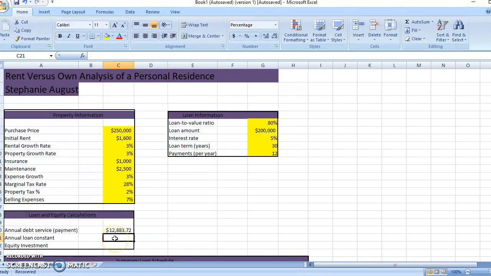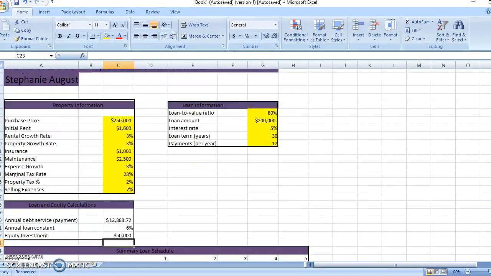And then awesome. And then for the loan constant, we're going to take the debt service and divide it by the loan amount, which ends up being 6%. Then over here, we're going to take the purchase price and subtract the loan amount. We have $50,000 for the equity investment.